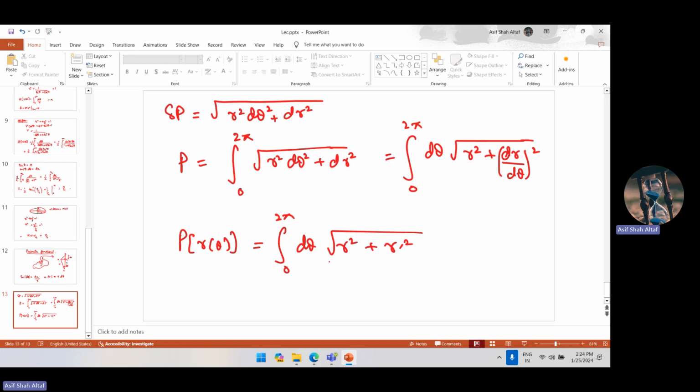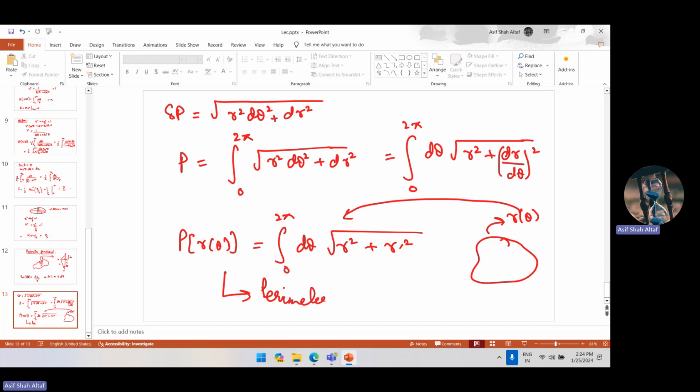Basically what it does is that you have some kind of curve, and you know its r of theta, which describes it. You plug this into this functional, and it will give you the perimeter. So this will be the perimeter functional. So that's how we define these functionals for these functions.